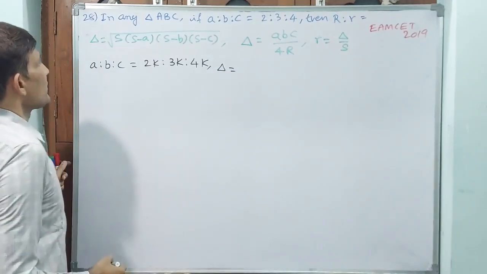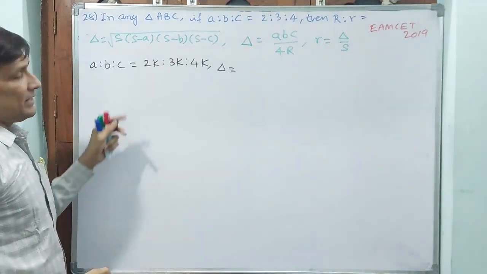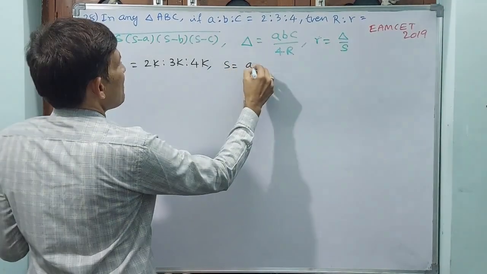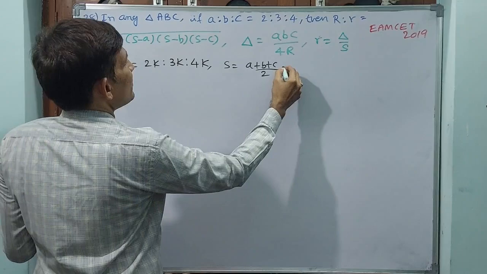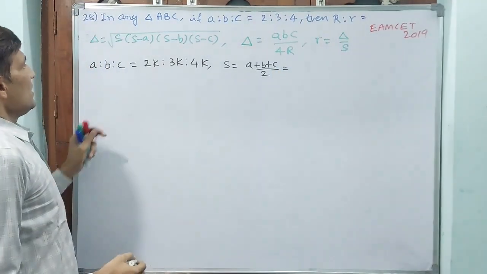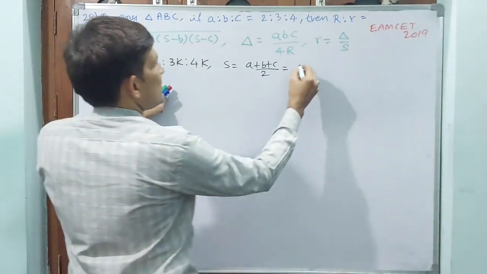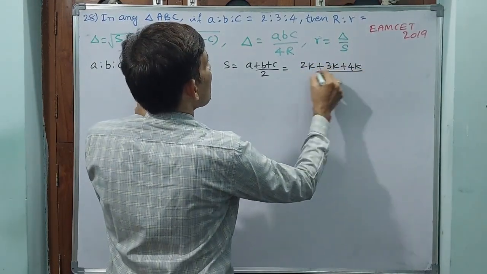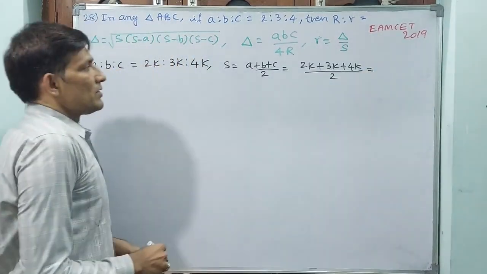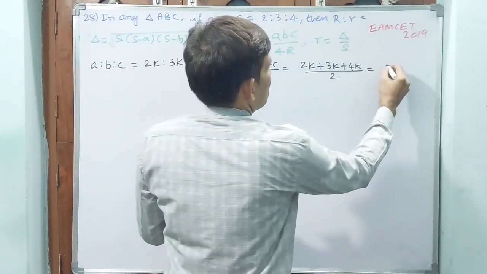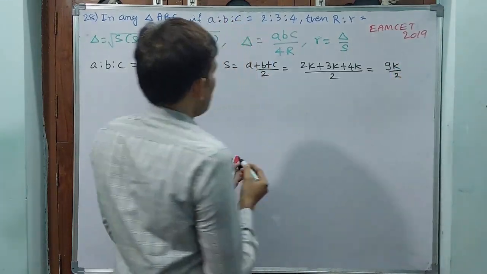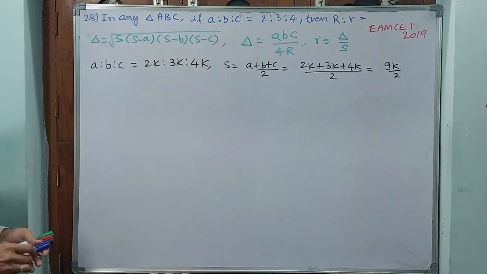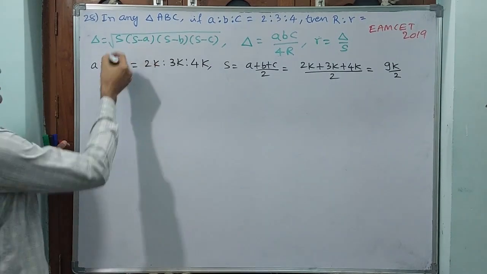Delta is equal to, S also you have to find. First, let us find S. S is equal to A plus B plus C by 2. That is equal to, I am taking 2K plus 3K plus 4K by 2, that is equal to 9k by 2. Okay, your S will be 9k by 2. Now proceed for this delta.